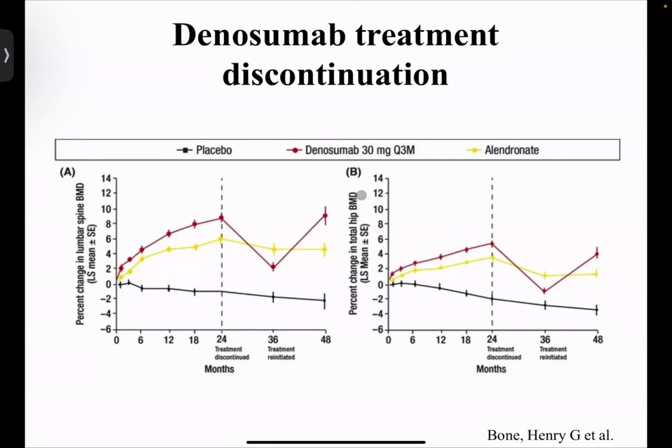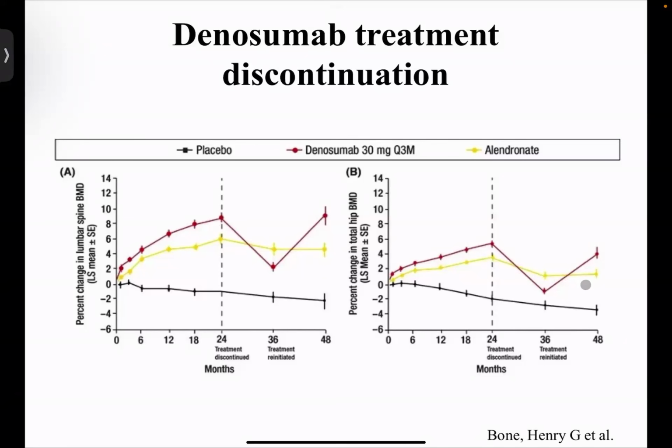Here they looked at the hip BMD, and you can see the hip BMD does not respond as well as the lumbar spine BMD in both the denosumab and alendronate groups. But a similar result: once you stop denosumab, it is reduced, but again it picked up.